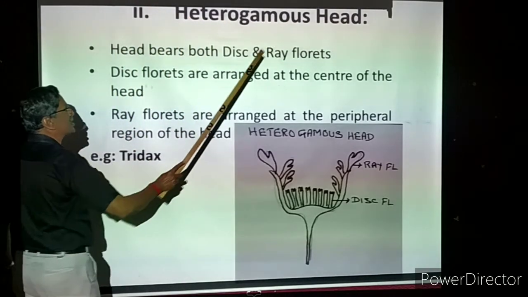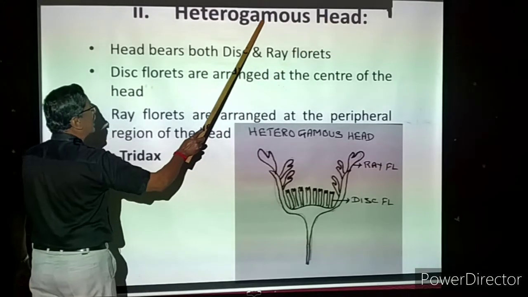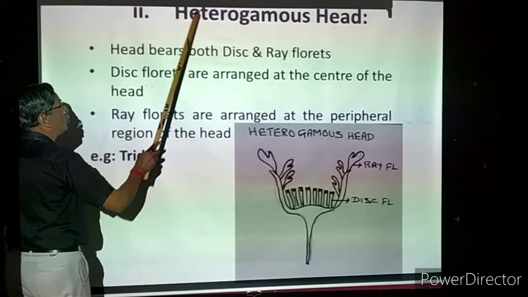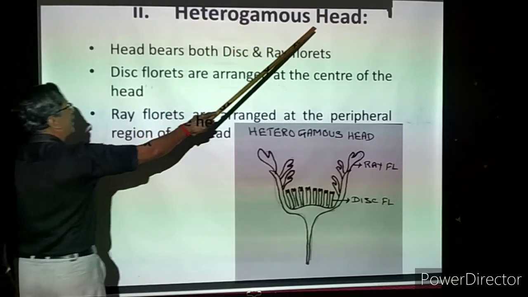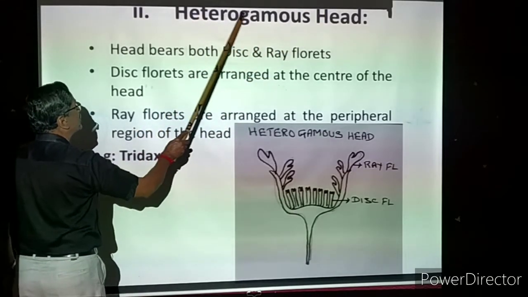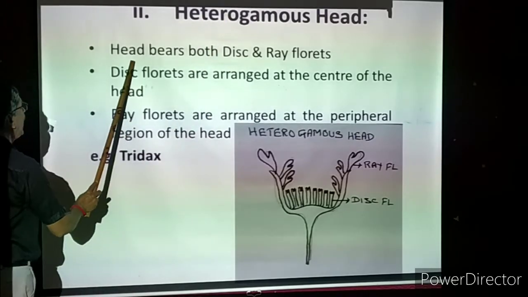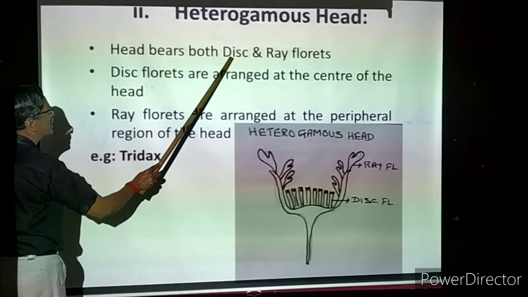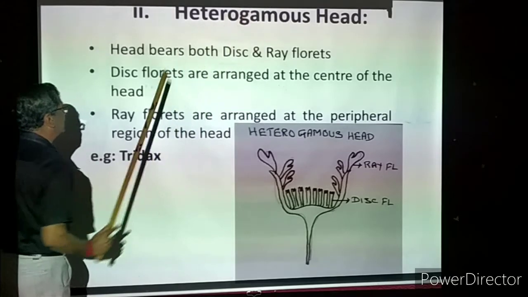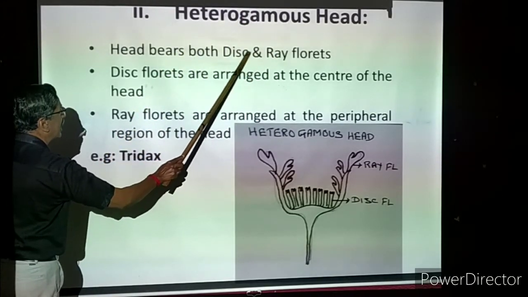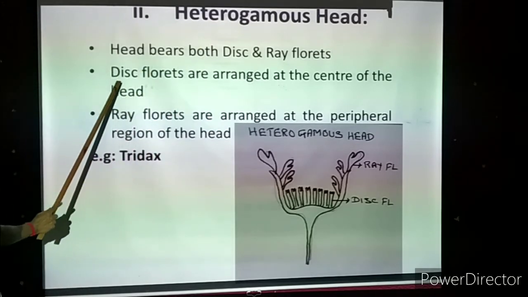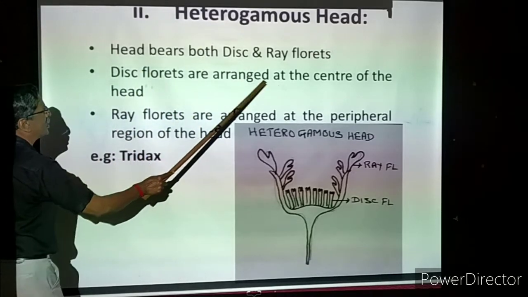In the name itself we can understand. Hetero means two different types; gamous means florets. That is called heterogamous. So in the head inflorescence there are two types of florets. The head bears both disc florets and ray florets. Two types of florets are present, and don't say that it is "or", it is "and": disc florets and ray florets, both are present. Disc florets are arranged at the center.